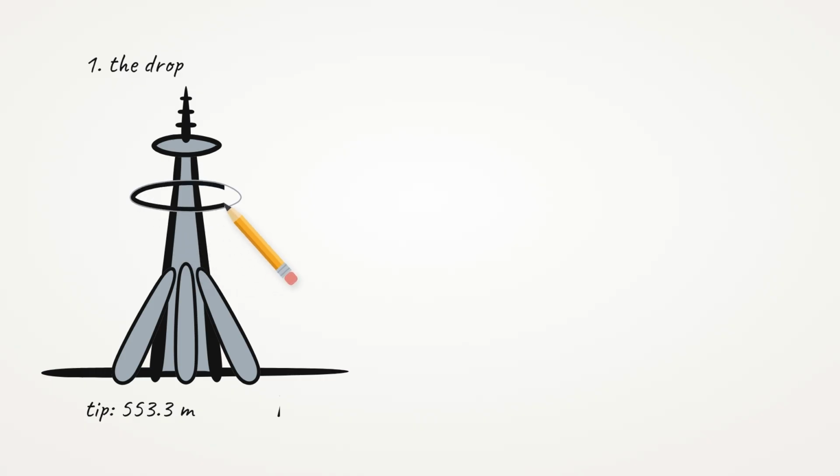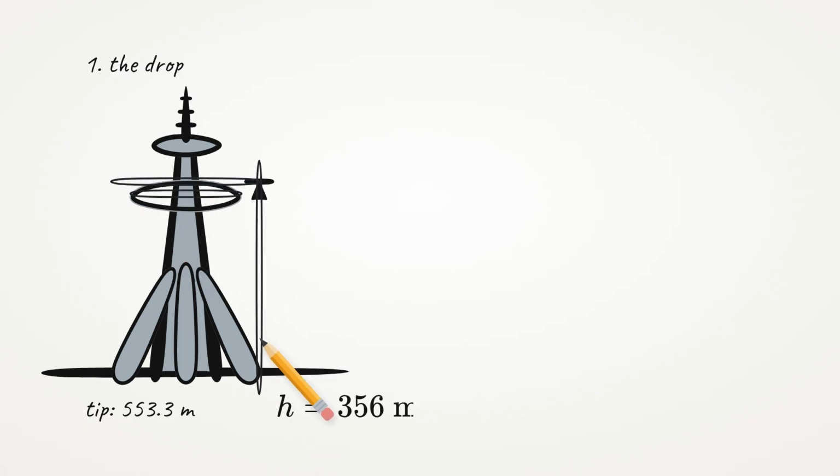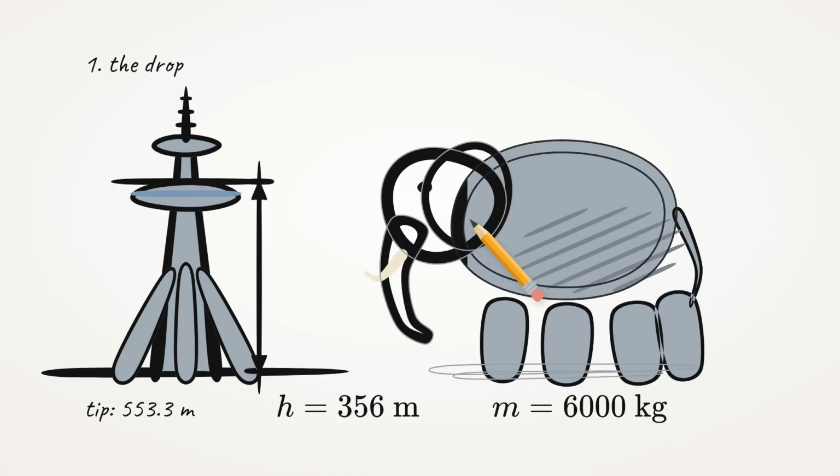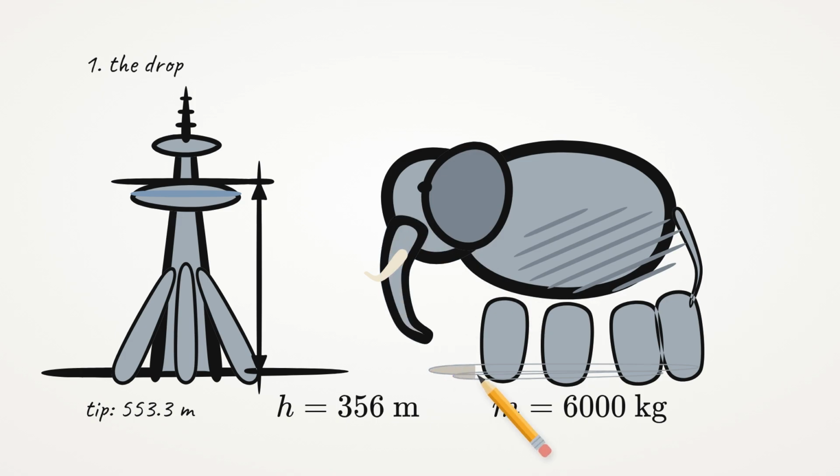The highest place you can stand outside is Edgewalk, on the roof of the main pod, 356 meters up. Our elephant is an adult male African bush elephant, 6,000 kilograms, 3.2 meters at the shoulder.